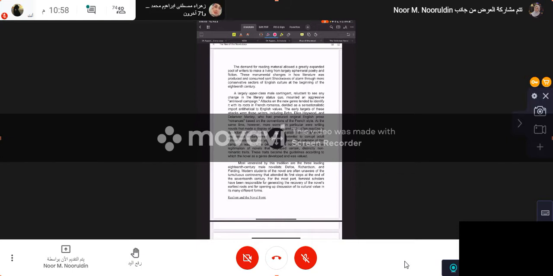The result of this recognition was, instead of the demise of the novel, on the contrary, it gave it legitimacy with a better standing. These traits became the guidelines according to which the novel as a genre developed and was valued.